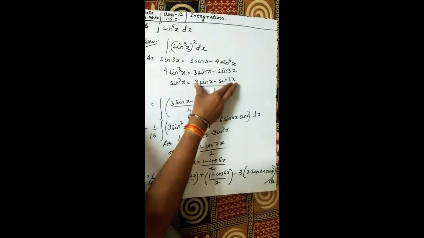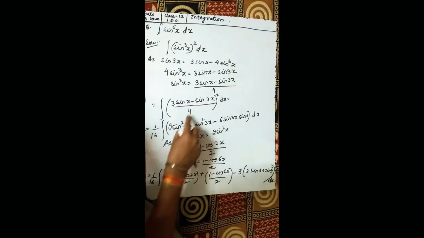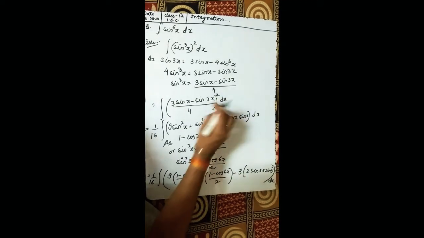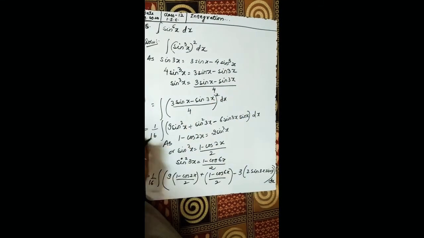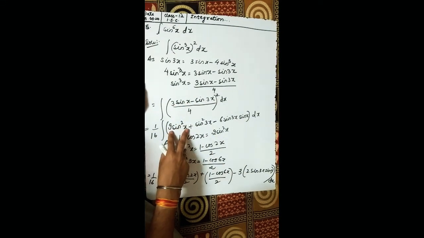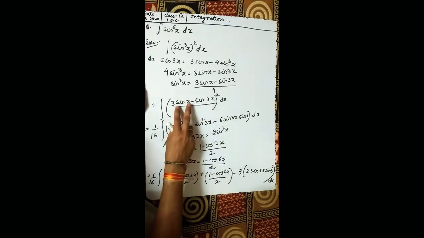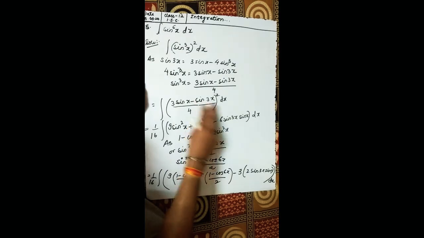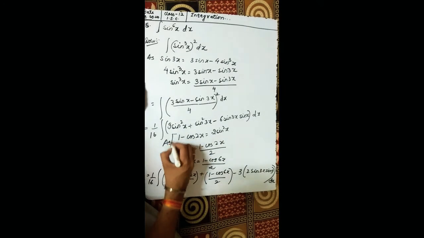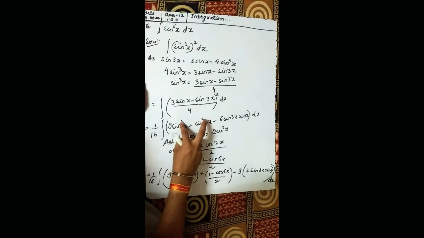Now let us substitute this value here. So (3 sin x minus sine 3x upon 4) whole square dx. Now 4 square is 16, I'm taking it out, and using the a minus b whole square identity, it will be 9 sine square x plus sine square 3x minus 6 sine 3x sine x dx.